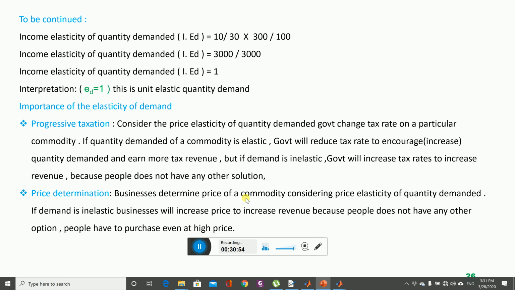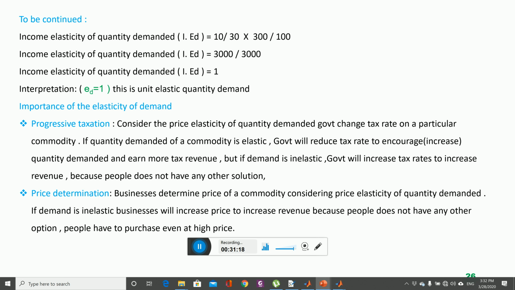Businesses determine the price of a commodity considering price elasticity of quantity demanded. If demand is inelastic, businesses will increase price to increase revenue because people do not have any other option. People have to purchase even at a high price. So businessmen define the price for any particular commodity considering the elasticity of demand.